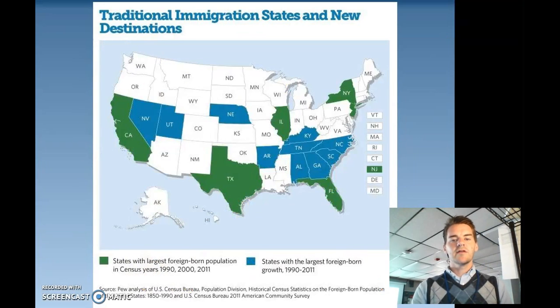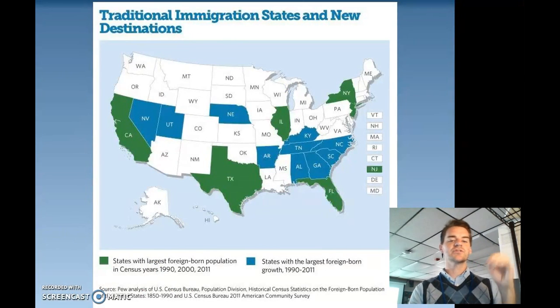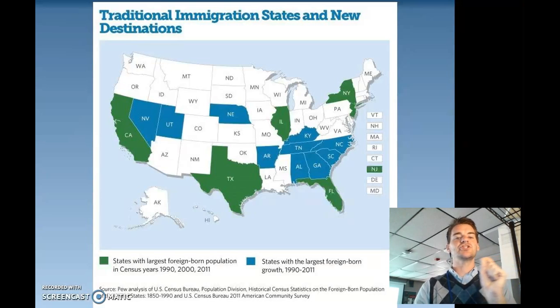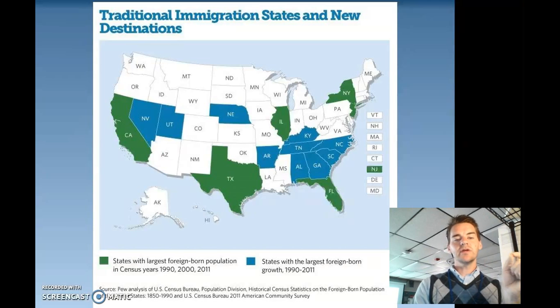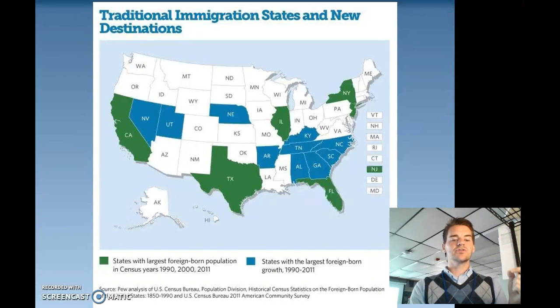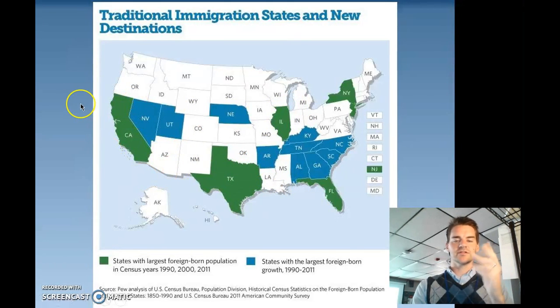Here's the next map. This map takes note on which states have had the largest change in the number of immigrants since 1990, basically to 2011. Okay, so the data stops at 2011. So the green states have the largest amount of foreign-born people in them when compared to other states. You'll notice Illinois is one of them. So is Texas, obviously California. You can see the others.